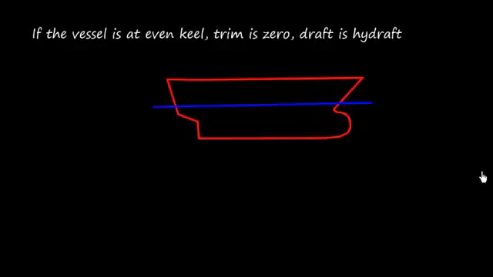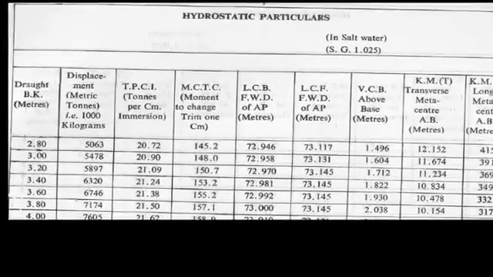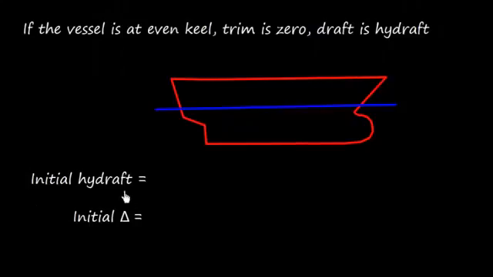If the vessel is at even keel, trim is 0 and the draft is the hydrostatic draft. So in case of even keel, it is pretty easy to find the initial hydrostatic draft, and from the table we can also find the initial displacement. If we look at this table, suppose draft is 3 meter, we can find the displacement as 5478 ton. Similarly, if I have the initial hydrostatic draft, I can easily find the initial displacement.